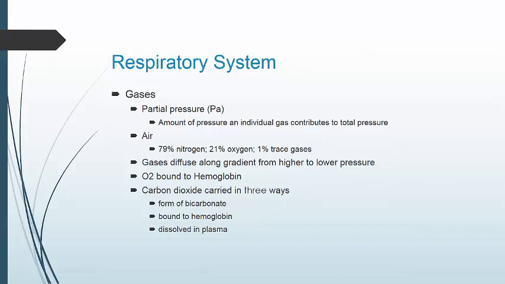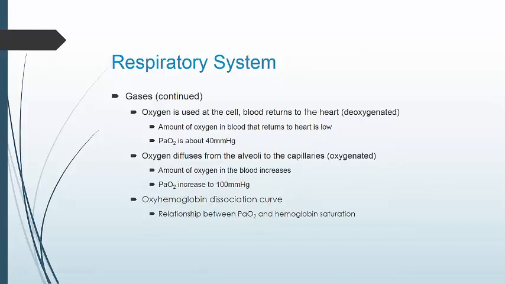Okay, so we've got oxygen molecules that are coming in. Most of that is going to be bound to hemoglobin, and we know hemoglobin is that protein on the red blood cells. About 98.5% is bound there, and the rest is dissolved in the plasma. Carbon dioxide is carried three different ways, predominantly, and most of it is going to be in the form of bicarbonate. Some of it's going to be bound to hemoglobin, and then a small amount is going to be dissolved in the plasma.